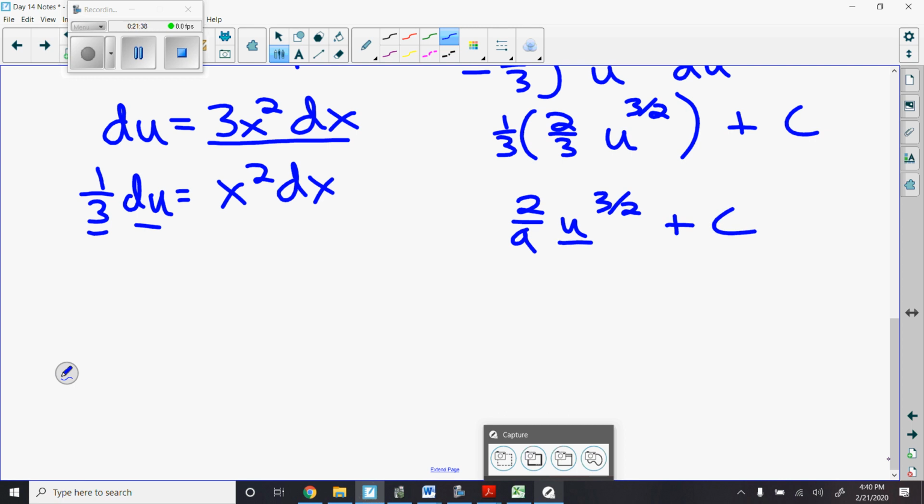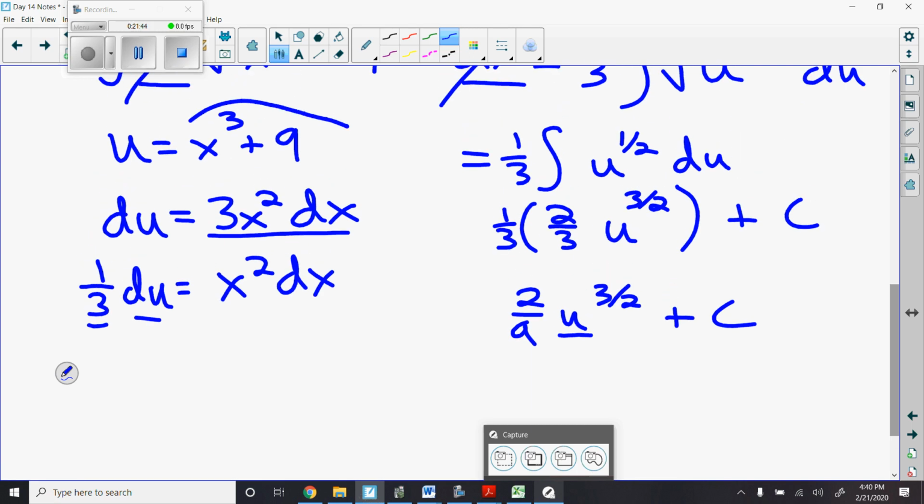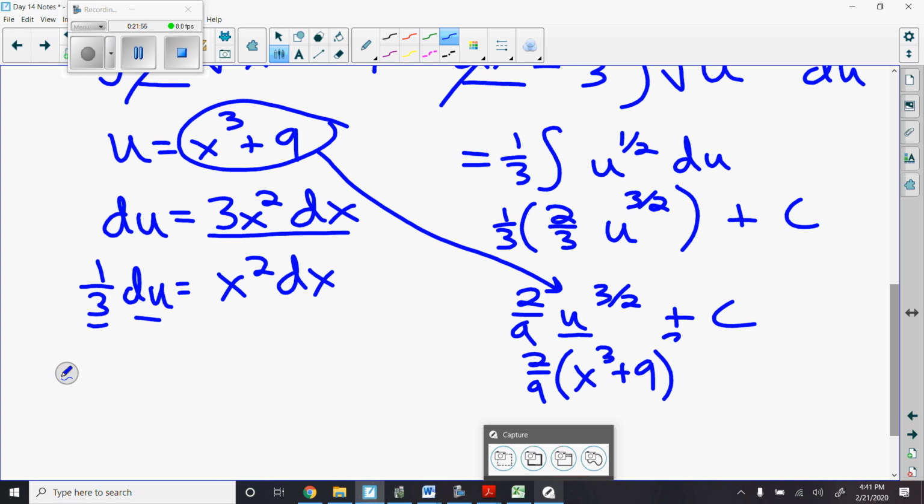And again, I don't want my answer to be in terms of u, and the question was in terms of x. So what am I going to do? Well, I'm going to substitute this back in for the u. And I'm going to get 2/9 (x cubed plus 9) to the 3/2 power plus c.